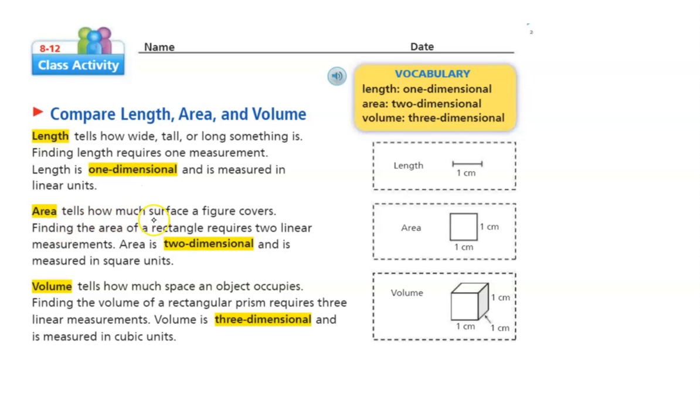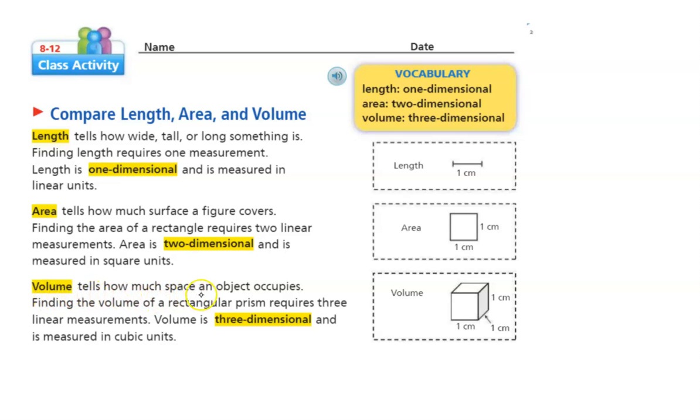Area tells how much surface a figure covers. So finding the area of a rectangle requires two linear measurements, and area is two-dimensional and is measured in square units. So that's the better example of a football field. You could figure out the area of a football field, or the area of the carpet in your house, or a rug, or the area of a poster on your wall, because those are all two-dimensional shapes.